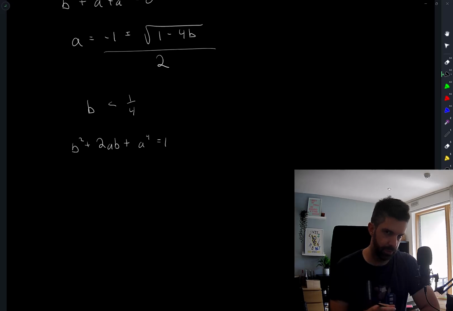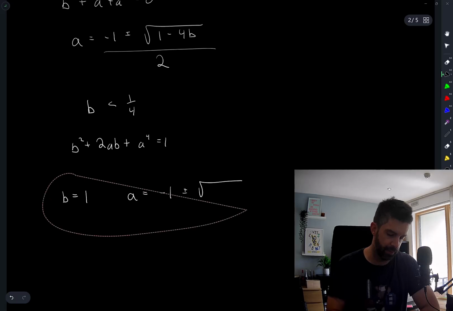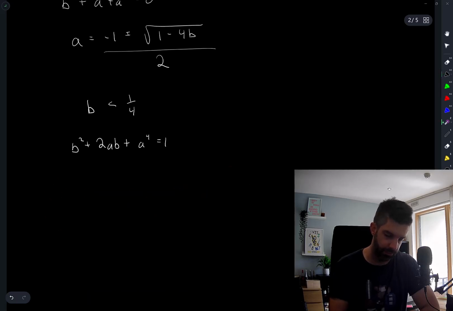So let's look at the first option then. Option A is that b must be equal to 1. This implies a is equal to negative 1 plus or minus the square root. Oh, no. Yeah, that option is eliminated as well. Sorry, a is also eliminated. We cannot have b is equal to 1 because we must have b less than or equal to 1/4.